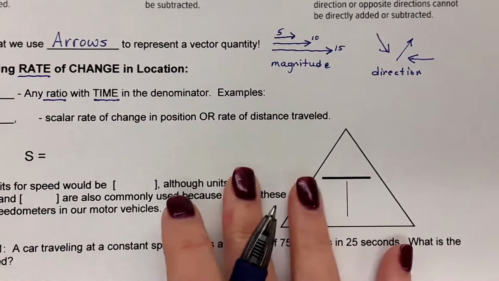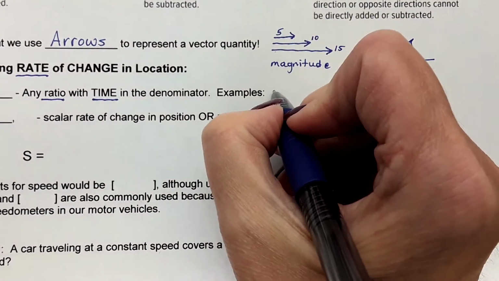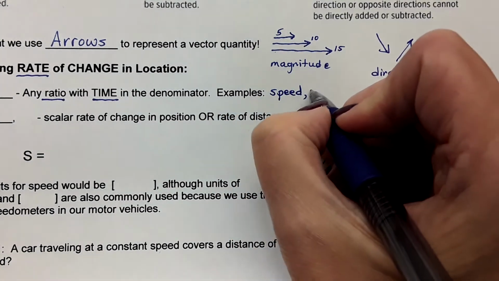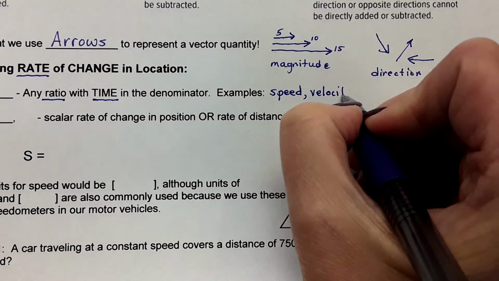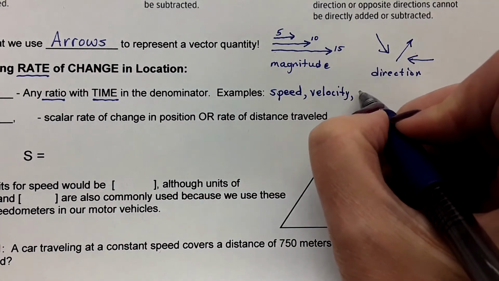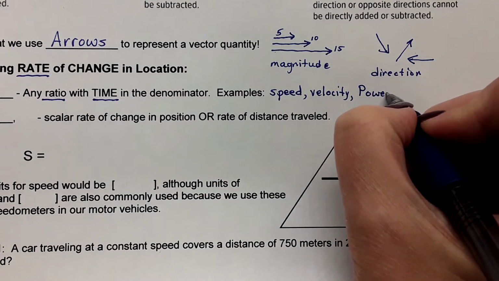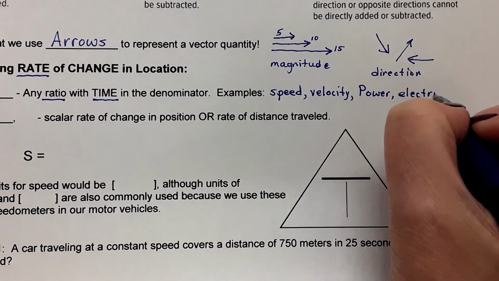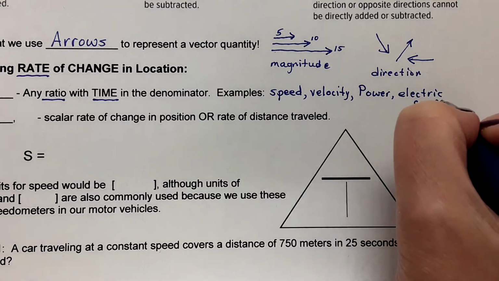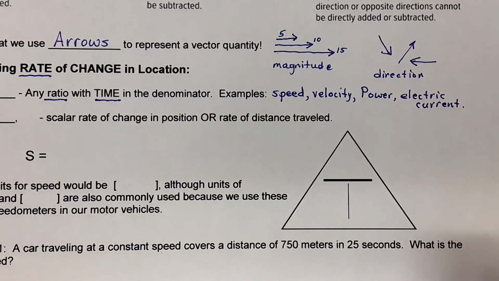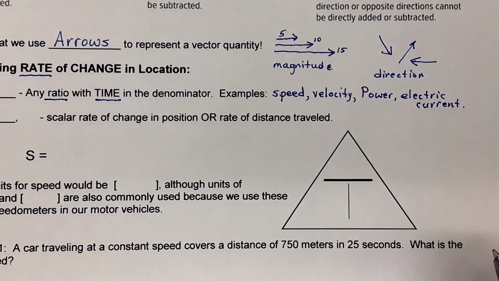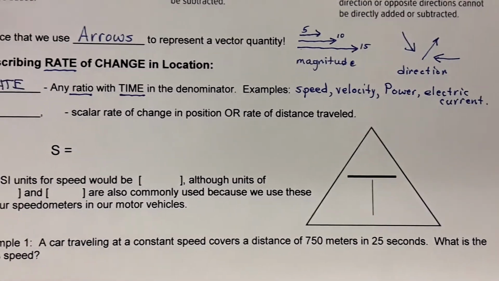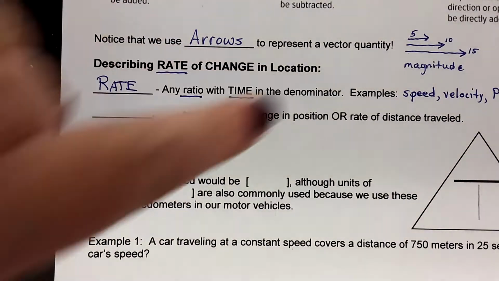Some examples of rate that we're going to be looking at. Speed, which we'll look at today. Velocity is a rate. Power is a rate. It's the rate of work done. Electric current is also a rate. It's the rate of charge flow. Okay? So, how are we going to use rate to describe change in location?